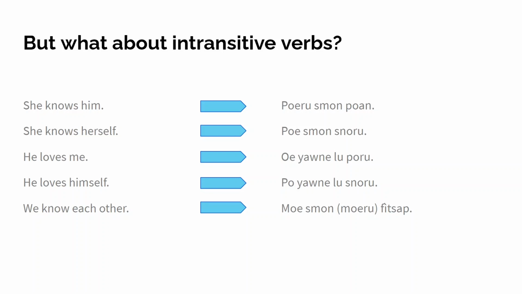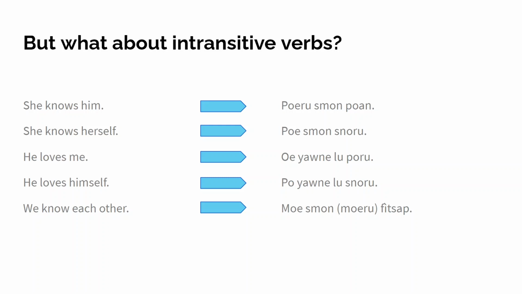She knows him would be puero smon poan. That literally means to her, he is known. And if we want to now turn this into a reflexive sentence, we can use the pronoun snow. That refers back to the poe. Poe smon snoru. So she is known to herself, literally.